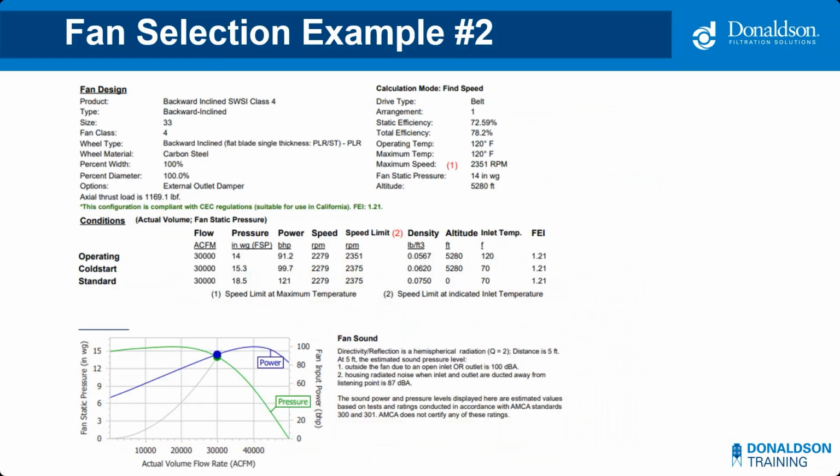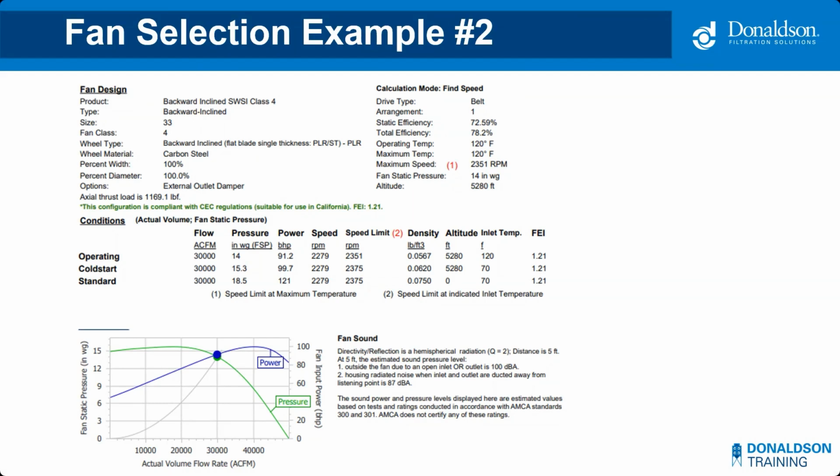So here's what comes up when I select that top of the list there, the highest efficiency one. I can view all kinds of information about this particular fan and verify it's going to meet the needs of the customer. You'll notice where the operating point is on the fan curve. It's not too close to the peak. We've got that 30,000 CFM at 14 inches, drawing 91.2 brake horsepower, and our sound level is about 100 dBA. We're certainly going to need a silencer for this one.